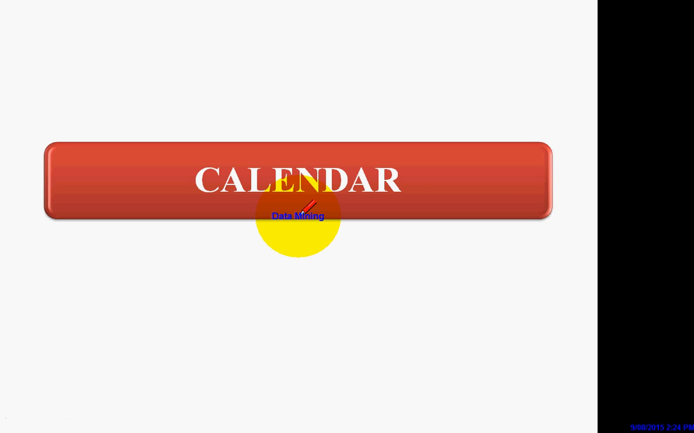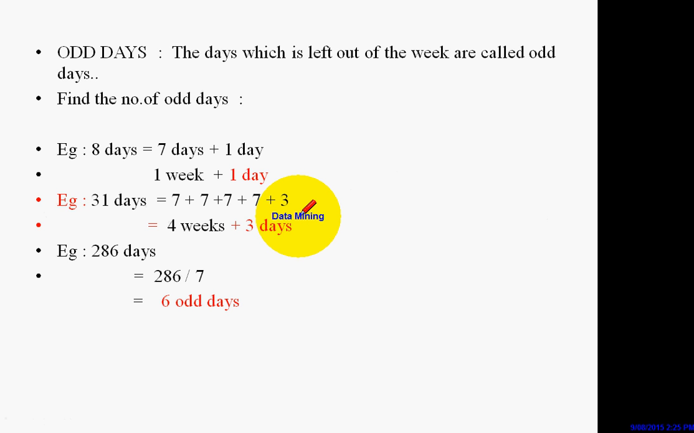Today we are going to look into another interesting topic called calendar. To start with the basics, nowadays we are following the Gregorian or Western calendar, which is the calendar popular throughout the world. In calendar, the very basic thing is we need to find the number of odd days. Only with this odd days calculation can we proceed further with the problem. In every other problem, only based on the number of odd days, we can calculate any day or date which is not mentioned.